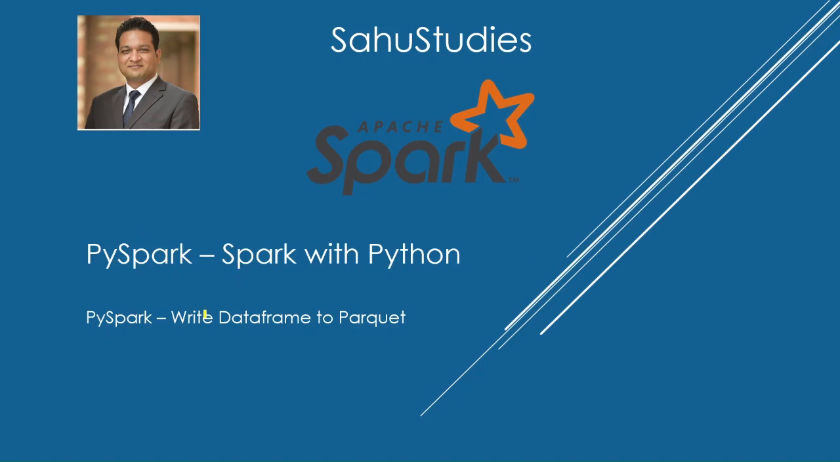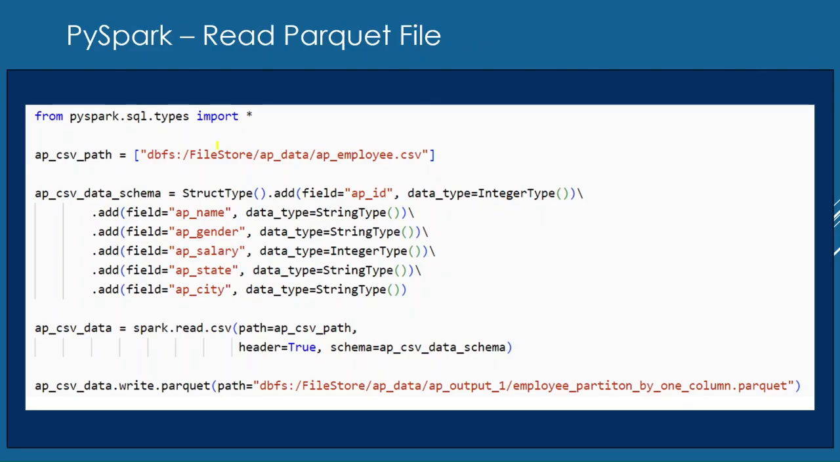In this video, we are going to see how to write a data frame to a Parquet file. So what I am going to do in this exercise: I am importing all the required libraries. I am creating a list variable, and in this list variable, I am storing the address of a CSV file.